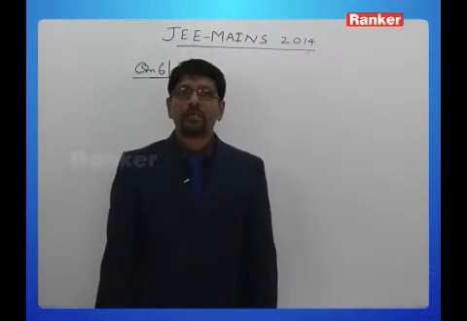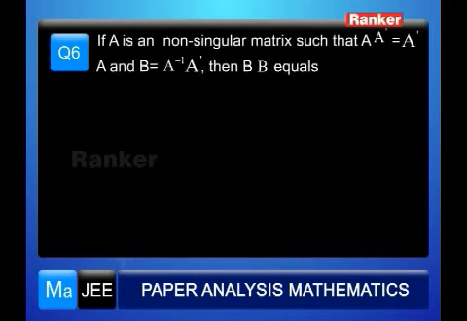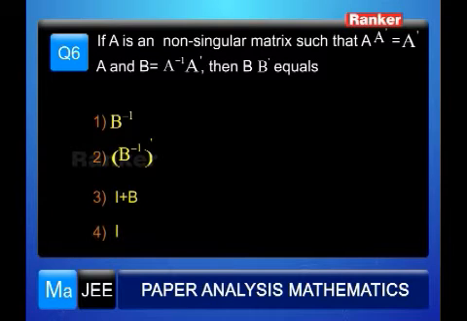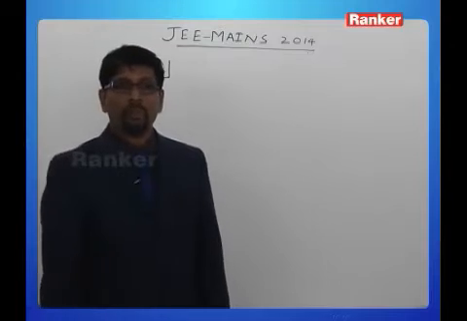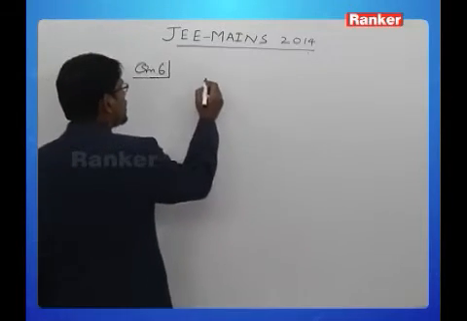Question number 6. If A is a non-singular matrix such that A into A transpose is equal to A transpose into A, and B is equal to A inverse into A transpose, then B into B transpose equals to, first option B inverse, second option B inverse transpose, third option I plus B, and fourth option I, the unit matrix I. Okay, so let's look at the solution for it.